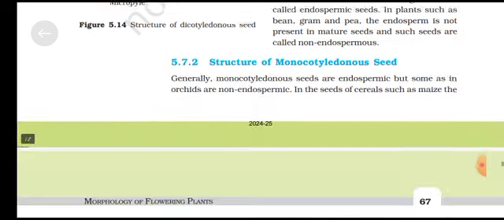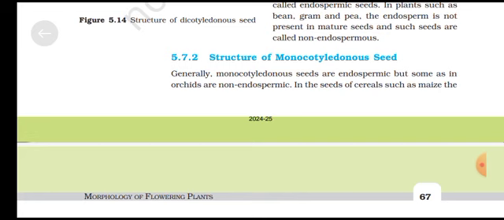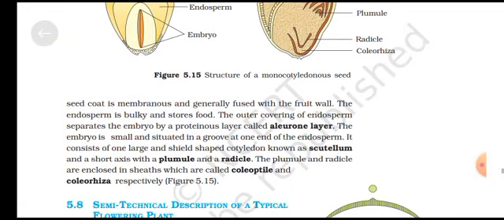Structure of monocotyledonous seed. Generally, monocotyledonous seeds are endospermic, but some, as in orchid, are non-endospermic. In the seeds of cereals such as maize, the seed coat is membranous and generally fused with the fruit wall. The endosperm is bulky and stores food. The outer covering of endosperm separates the embryo by a proteinous layer called aleurone layer.